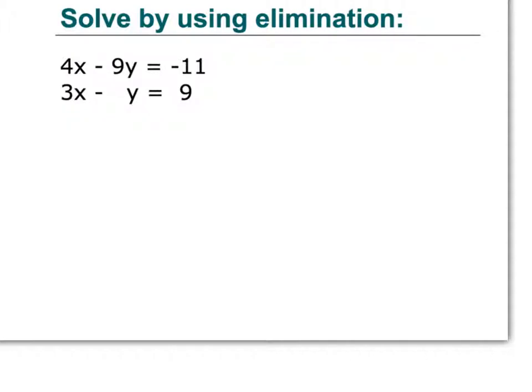So let's start with this first example. Looking at my x's, I see 4 and 3. Looking at my y's, I have 9 and 1. So if I'm looking for one that I could easily make match, I could multiply the entire bottom equation by 9.